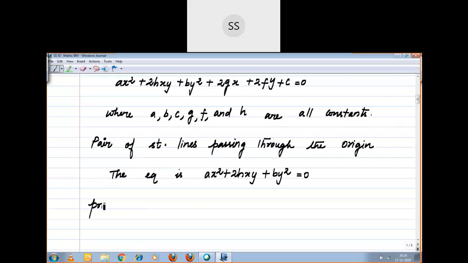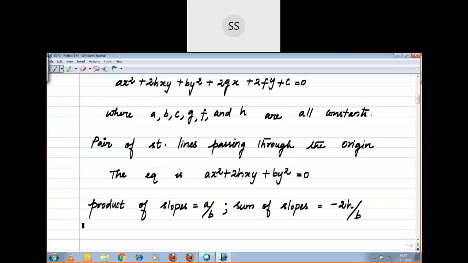Next, product of slopes equal to a by b. Sum of slopes equal to minus 2h by b. These are the formulas you should know. Then only you can solve the problem easily.